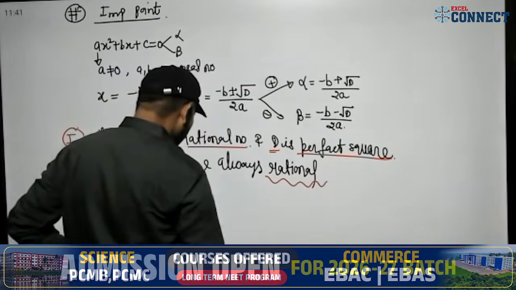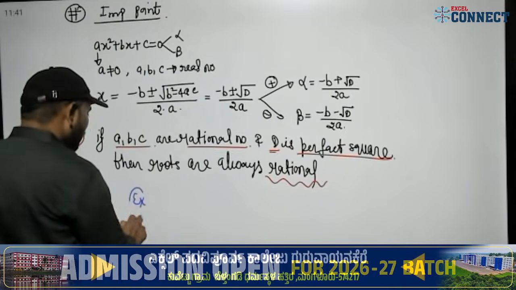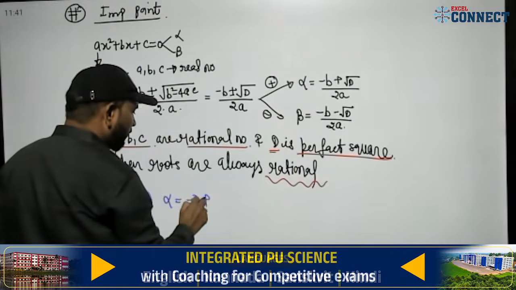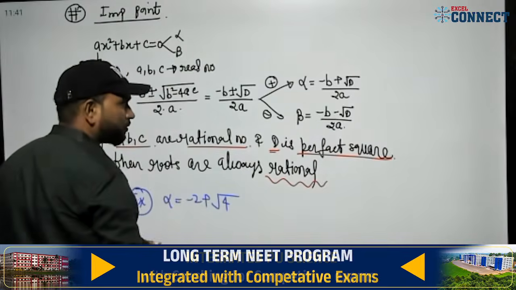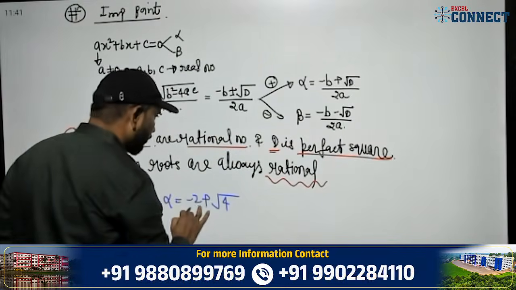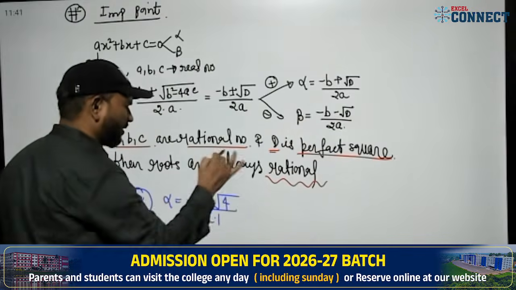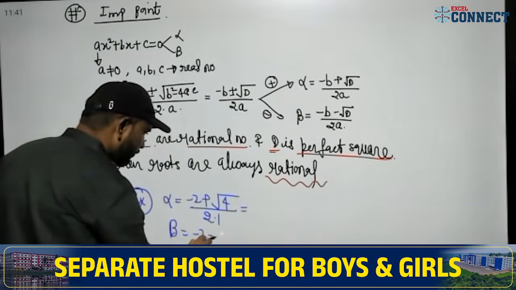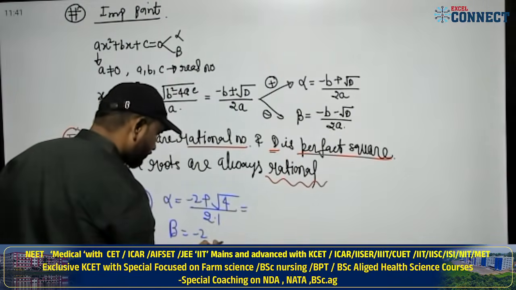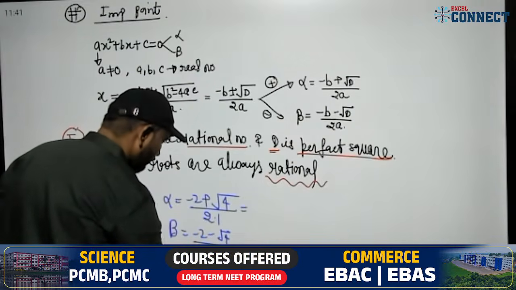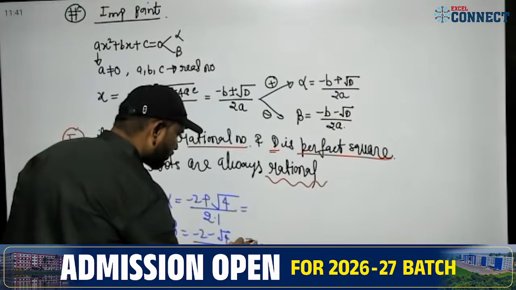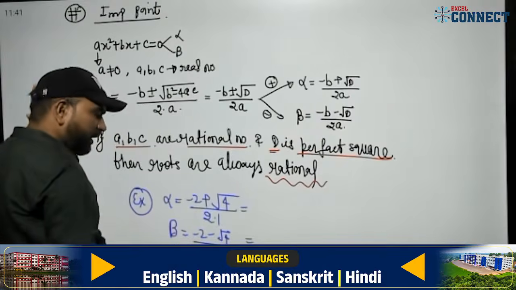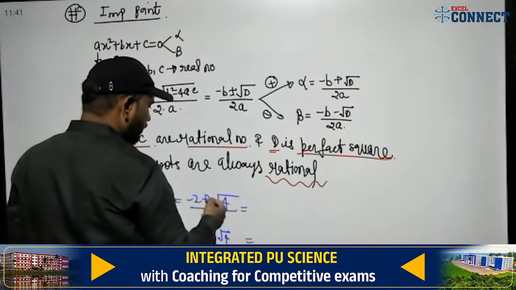Why is it rational? Let's suppose I am giving an example. Let's suppose alpha is equal to minus 2 plus root 4, D I have taken as 4, divided by 2 into a, where I take a as 1. So see here, the other root is minus 2 minus root 4 divided by 2 into 1. So this is equal to 2 actually. Or we can take any other value, no issue.